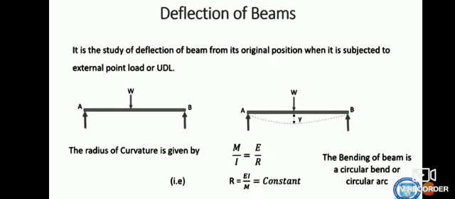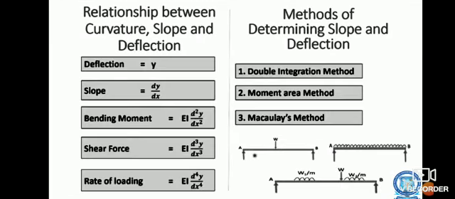You can see the second diagram. The dotted line forms a circular arc. That is the bending of beam. So R is equal to EI divided by M, which is constant. Next, we study the relationship between curvature, slope, and deflection. First of all, deflection is equal to y.